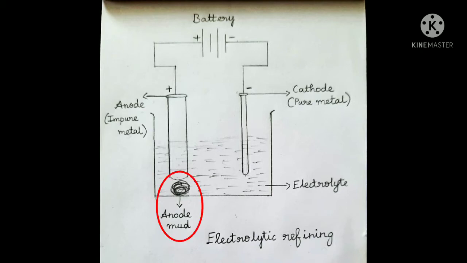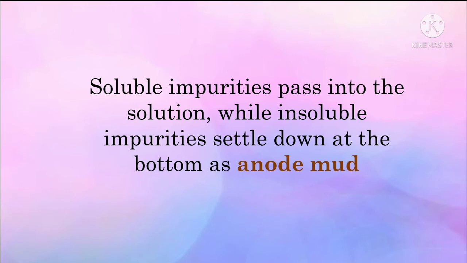So when you pass current, that metal dissolves from the anode and passes into the solution. At the same time, an equivalent amount of metal ions from the solution is deposited on the cathode. So again, soluble impurities pass into the solution or dissolve in the electrolytic solution, whereas insoluble impurities settle down as anode mud. In short, the metal at the anode is transferred from the anode to the cathode through the electrolytic solution.